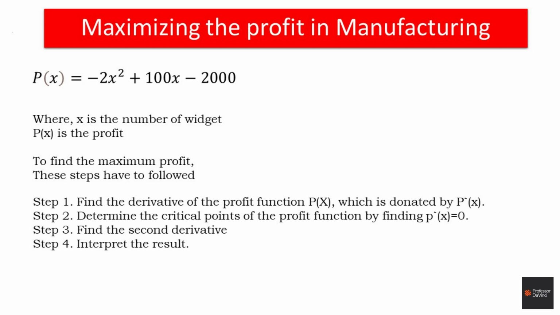The first step is to find the derivative of the profit function p of x, which is denoted as p dash of x. Second, we need to find the critical points of the profit function, where we assume that the derivative of p of x with respect to x equals 0. And then the third step is to find the second derivative, and finally interpret the result based on step 3.